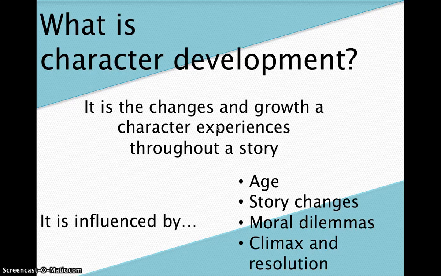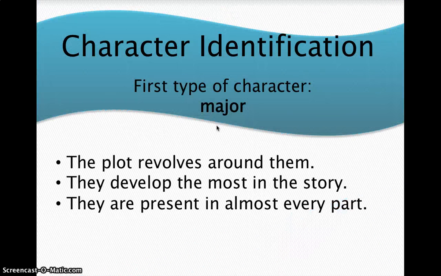Development can be influenced by a number of things: story changes, moral dilemmas, climax and resolution, and the aging of a character. Now that we know how to analyze them, let's look at the types of characters. First type is a major character. They're the ones that the plot is mostly going to revolve around. They're also going to have the most development. And they're also present in almost every part of the story.